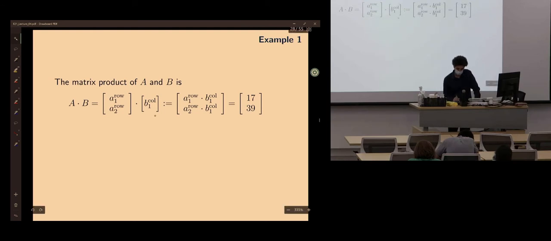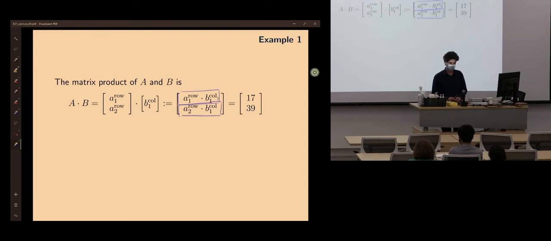Here we only have one column, so first row times first column. This is the product of a row vector by a column vector, right? It's not just scalar multiplication. So first row by the first column, the second row of A, again by the first column of B. We do not have more columns of B.